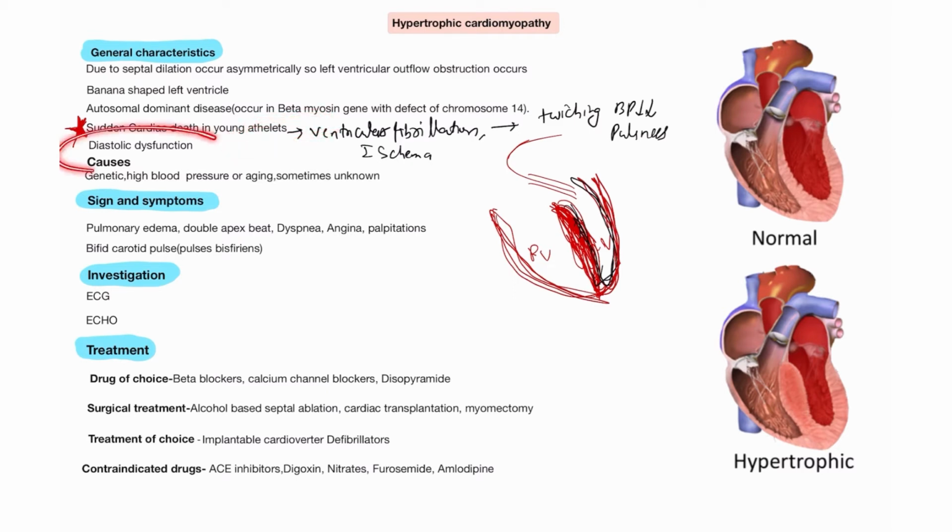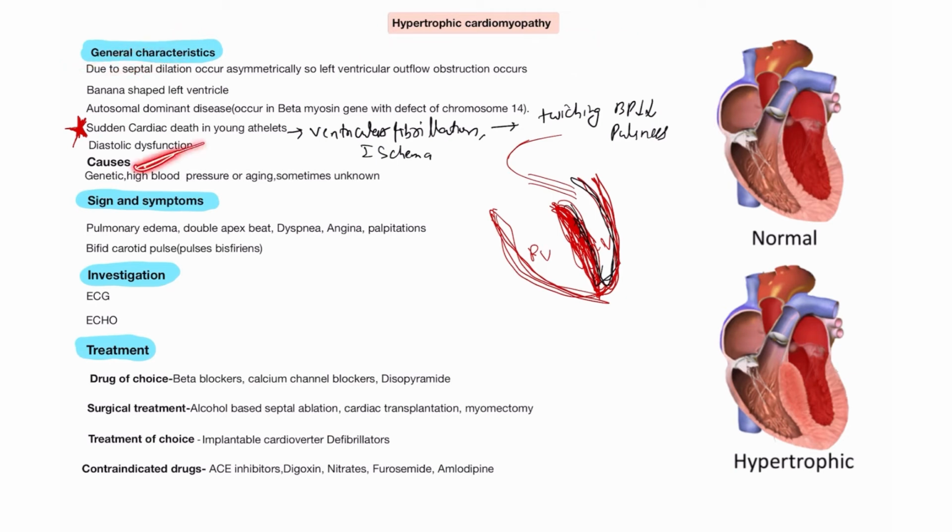It is a diastolic dysfunction. I already said that dilated cardiomyopathy is a systolic dysfunction, but hypertrophic cardiomyopathy is a diastolic dysfunction, because in this there is no problem in the contraction of the heart, the problem is in dilation, because here abnormal septal dilation occurs, so dilation of the ventricle occurs abnormally. So this is a diastolic dysfunction, not a systolic dysfunction. This is the general characteristic of hypertrophic cardiomyopathy.